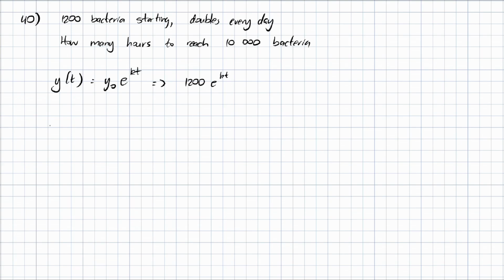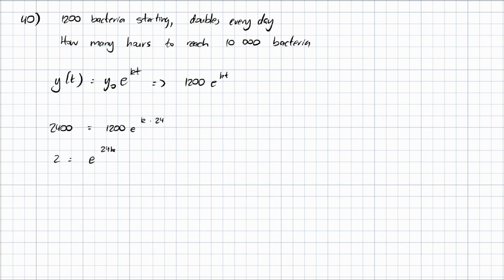So 2,400 equals 1,200 e^(24k). Sorry, we'll do k times 24, because for our exponential growth function, remember that the t is in hours. So you need to be very, very careful about that. I hate this math already. 2 equals e^(24k).